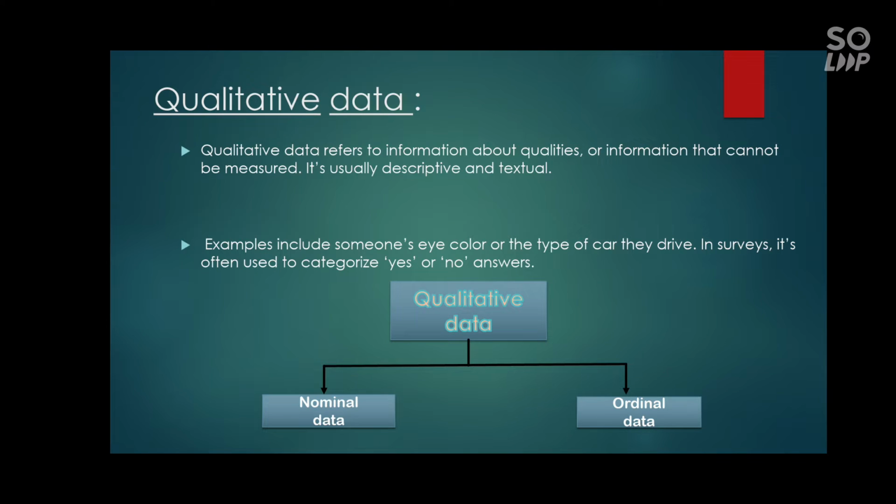Qualitative data. Qualitative data refers to information about qualities, or information that cannot be measured. It is usually descriptive and textual. Nominal data and ordinal data fall under the category of qualitative data.